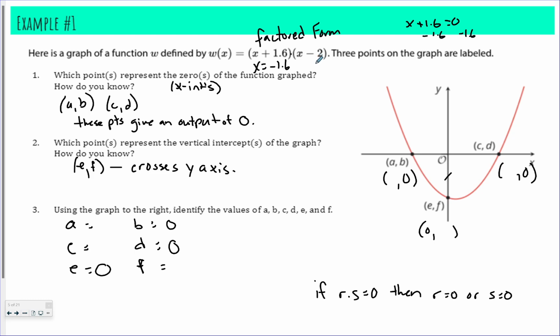Now, what about this one? If x minus 2 equals 0, then x must be 2, right? So x is equal to 2. Now, which one of these points is most likely to be the negative 1.6, and which one of these is equal to 2? Looks like this one's the negative one. It's on this side of the axis. So A is going to be the negative 1.6. And then C has to be equal to 2.